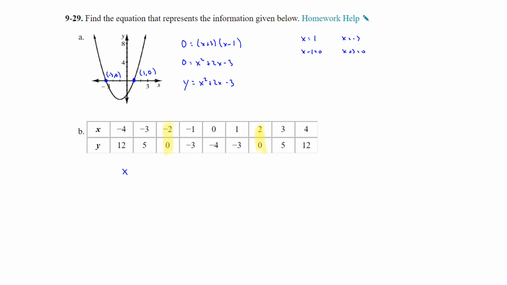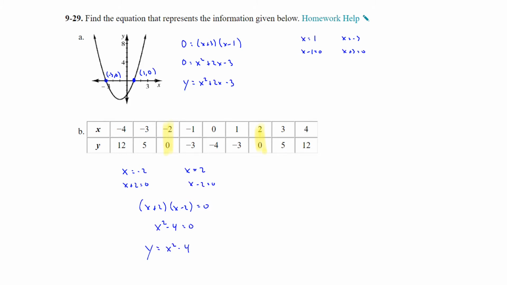So on this one, we know our solutions are x equals negative 2 and x equals 2. So this one will add 2 to get it to 0, and this one will subtract 2 to get it equal to 0. And so my two factors, x plus 2 and x minus 2, is equal to 0. That'll give us x squared minus 4 is equal to 0. So my equation is y equals x squared minus 4.